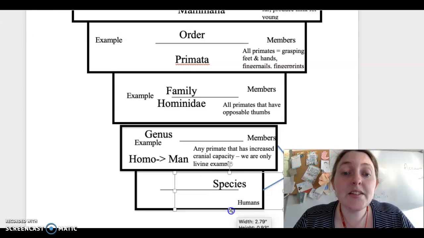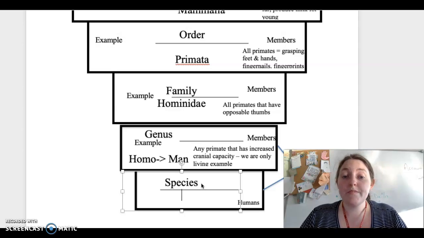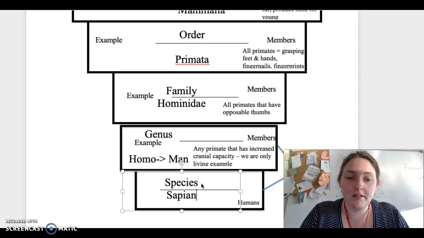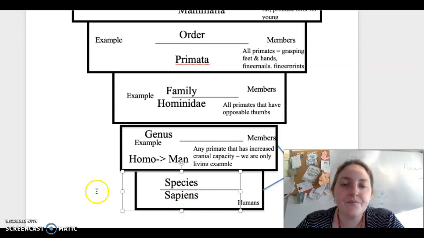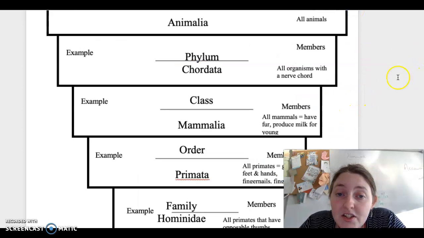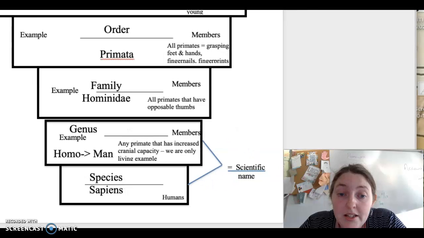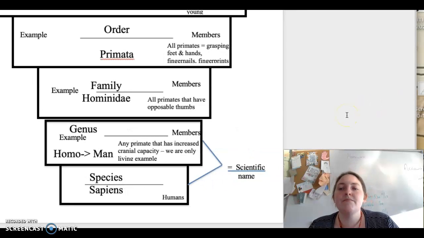And then finally, the species name, which is very specific. So species name only applies to one species. So ours is sapiens. So that's humans. Now, if you put all of this together, from kingdom to species, that is our entire scientific name. Now, we tend to shorten that to the two last to be more specific about which species you're talking about. When we refer to Homo sapiens, that is our genus and species name together. And that is our scientific name.